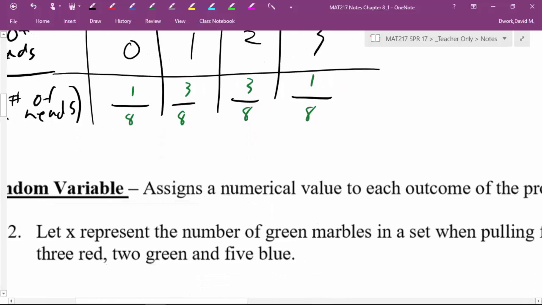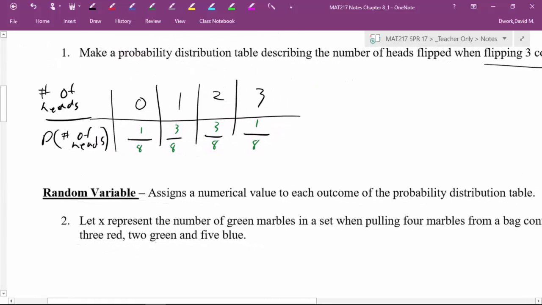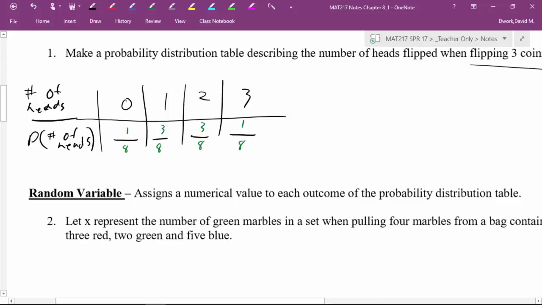So now, what is a random variable? Because that was our first bullet point. We need to be able to identify random variables and be able to define them. A random variable is simple. It's just a variable that assigns a numerical value to each outcome of the probability distribution table.